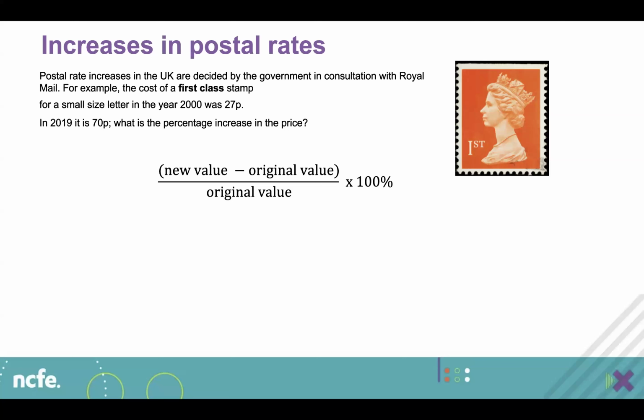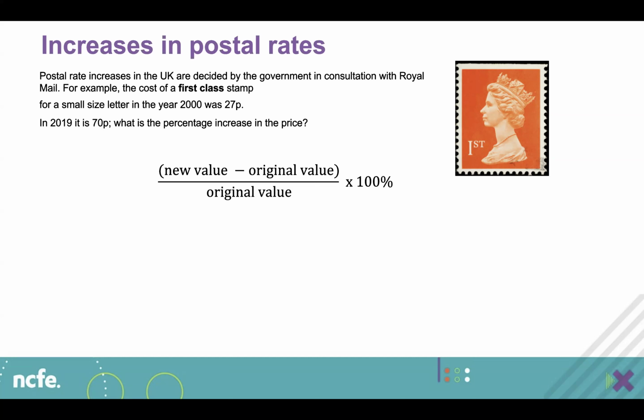Postal rate increases in the UK. Increases in the UK are decided by the government in consultation with Royal Mail. For example, the cost of a first class stamp for a small size letter in the year 2000 was 27 pence. In 2019, it went to 70 pence. What is the percentage increase of the price?